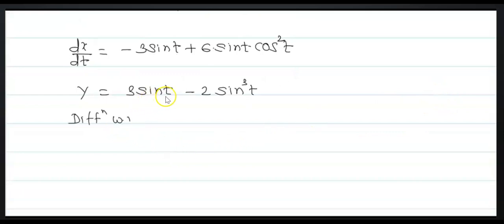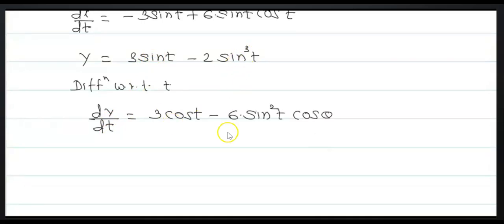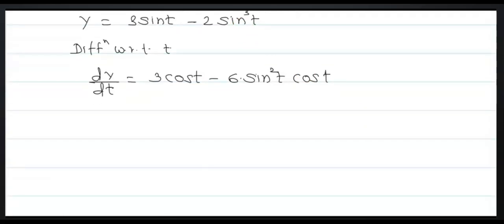Now y is equal to 3 sin t minus 2 sin cube t, dy by dt. Derivative of sine is cos. And now derivative of sine cube t is 3 into 2, that is 2 into 3, 6 sine square t, and derivative of sine t is cos t. Therefore, dy by dx is equal to dy by dt upon dx upon dt.